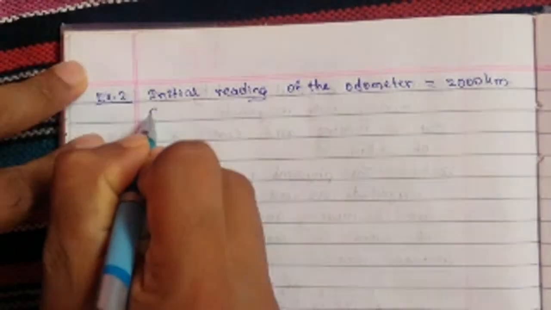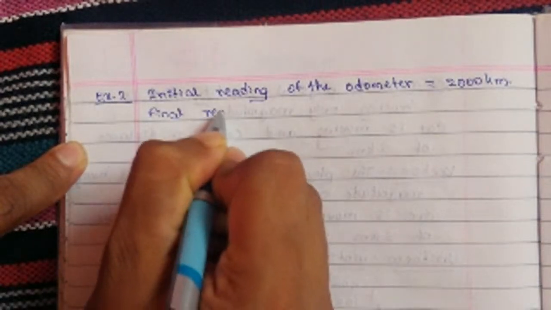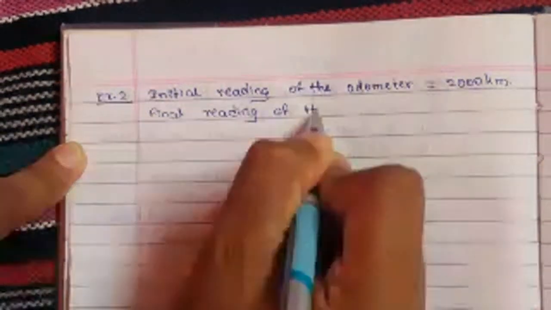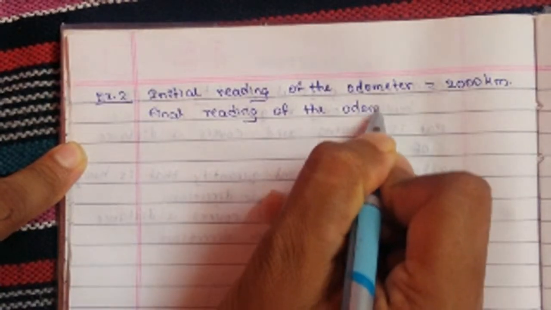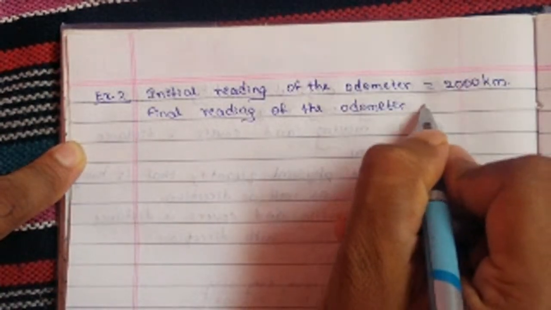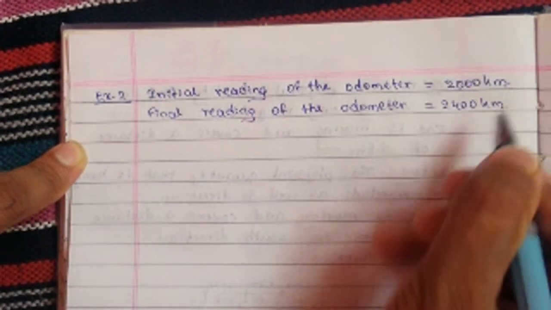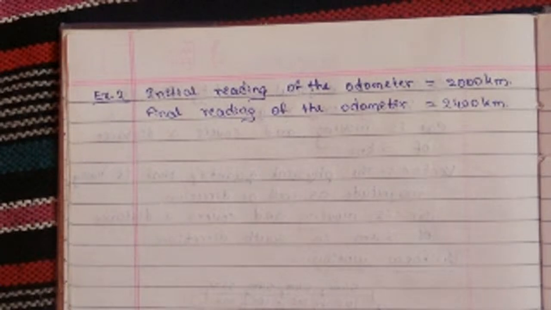So therefore I will write the final reading of the odometer. Final reading of the odometer is equal to 2400 kilometer. So the initial reading is 2000 kilometer and the final reading is 2400 kilometer.